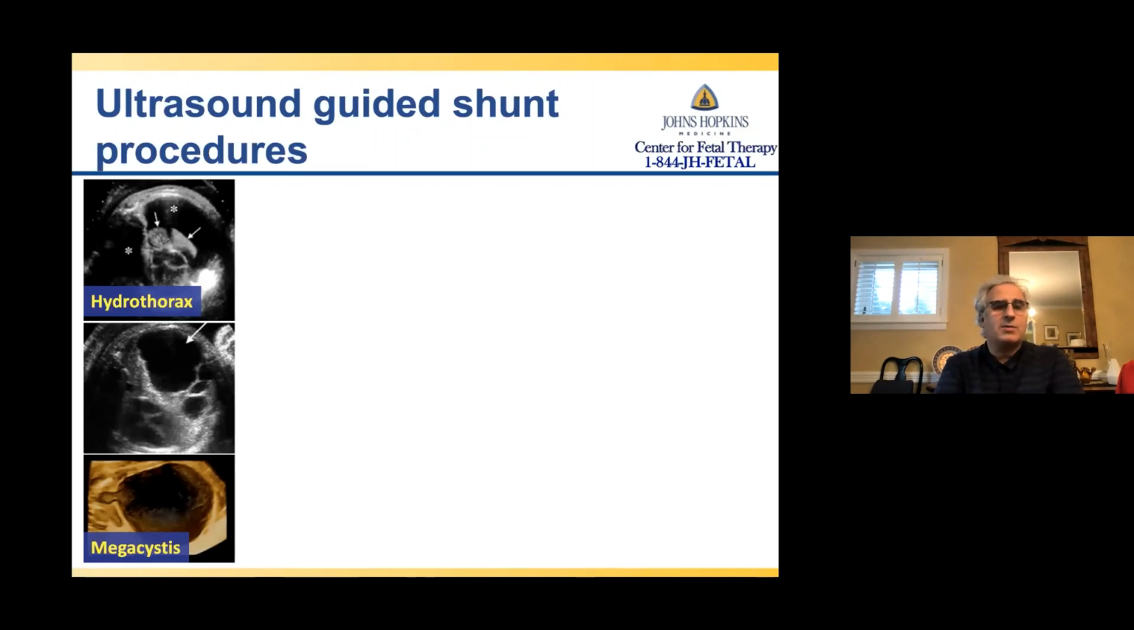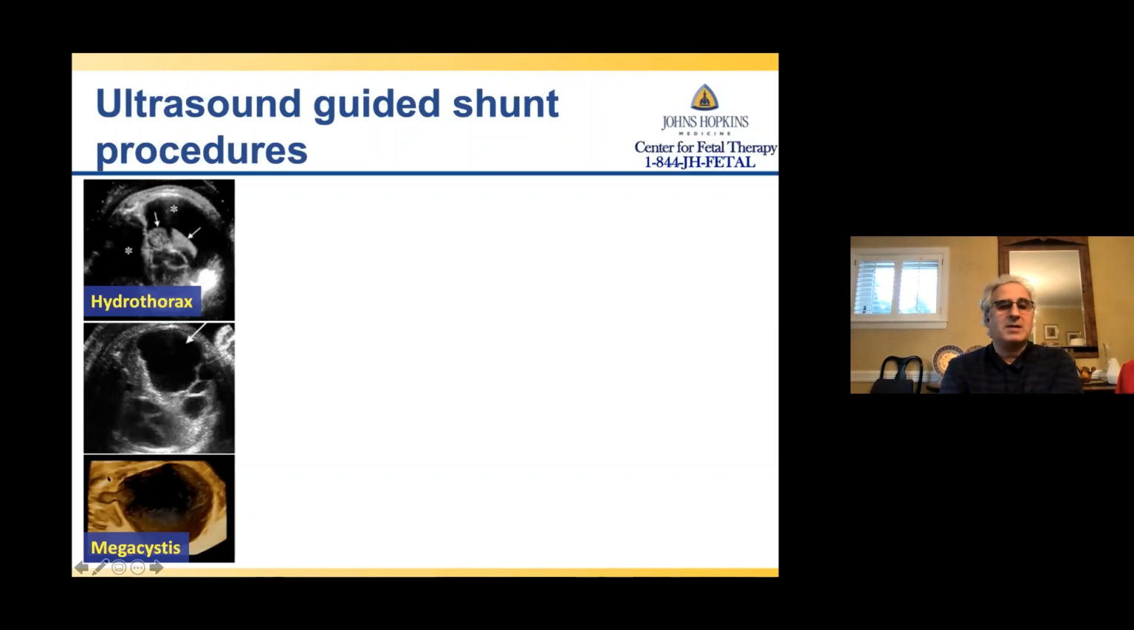So here are some ultrasound images. This is a baby where there is a large pleural effusion, so a fluid accumulation in the chest that is pushing the heart all the way out of the way, and this baby is going into heart failure, and if you don't drain this, the baby will die. Here is another lesion where you have a large cystic tumor in the thorax that has a similar effect.